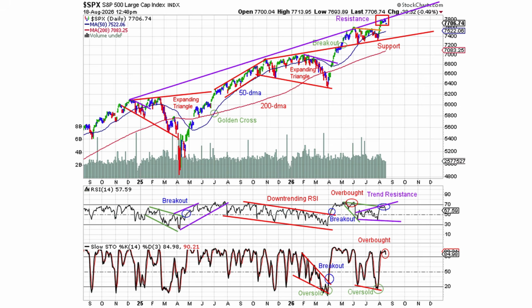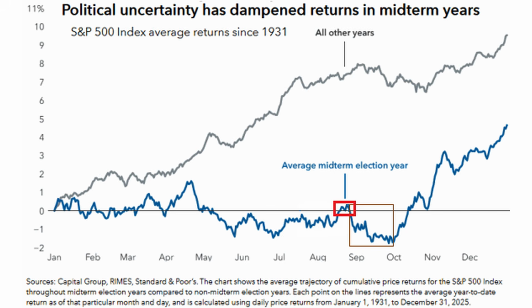Now let's compare the current setup with the historical performance of the S&P 500 during U.S. midterm election years. The red rectangle shows approximately where the market currently stands within the historical midterm year pattern. While no two market cycles are identical, this seasonal pattern suggests that the market could very well decline from current levels. The magnitude of the decline varies considerably from year to year, but the historical average suggests a decline of roughly 2% into late September or early October.